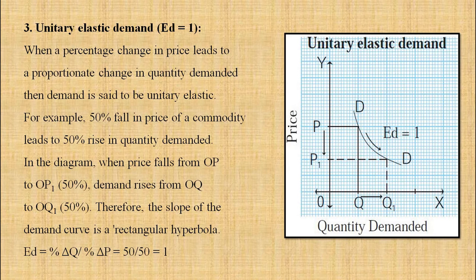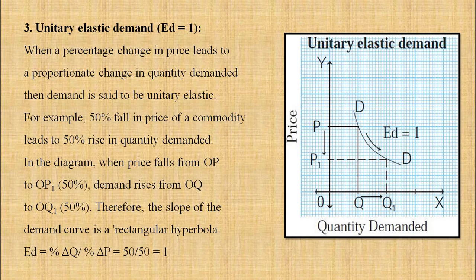Next, unitary elastic demand. When a percentage change in price leads to a proportionate change in quantity demanded, the demand is said to be unitary elastic. For example, a 50% fall in the price of a commodity leads to a 50% rise in quantity demanded.